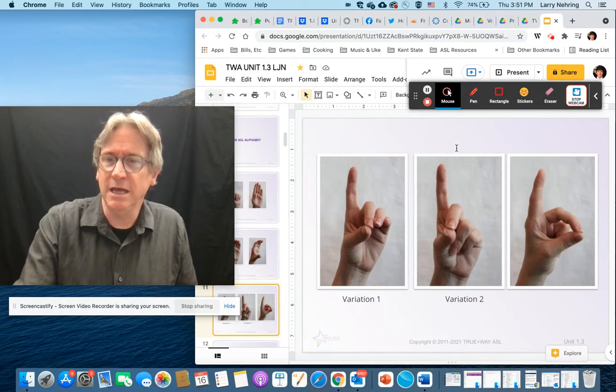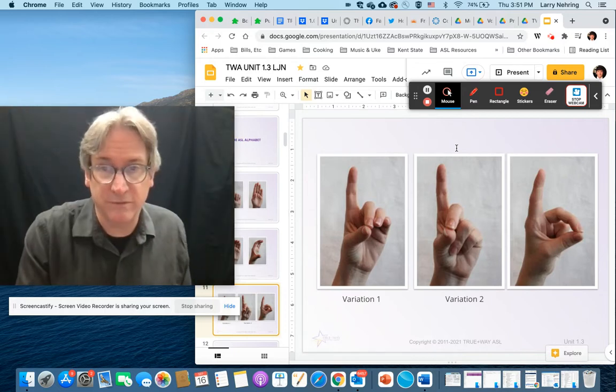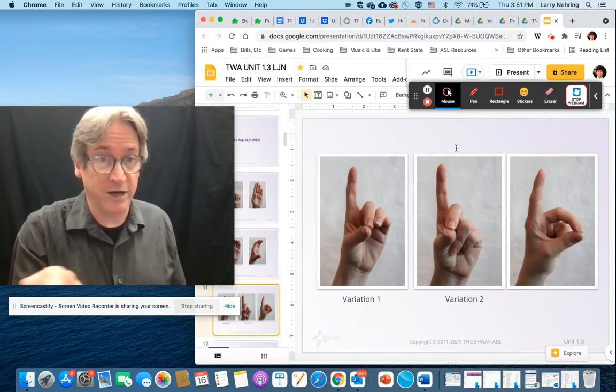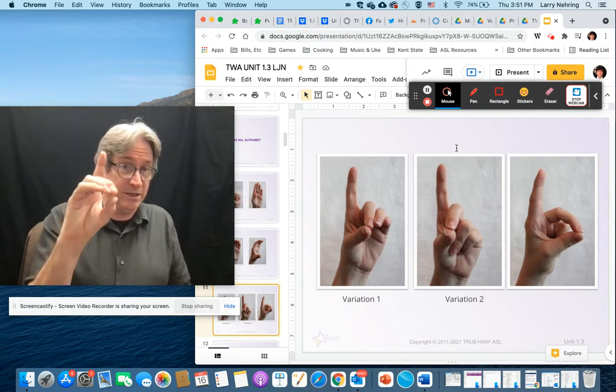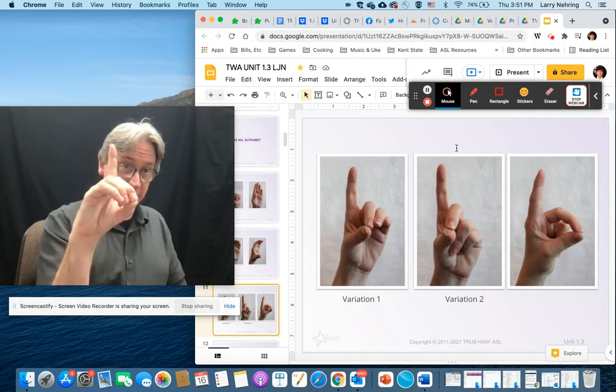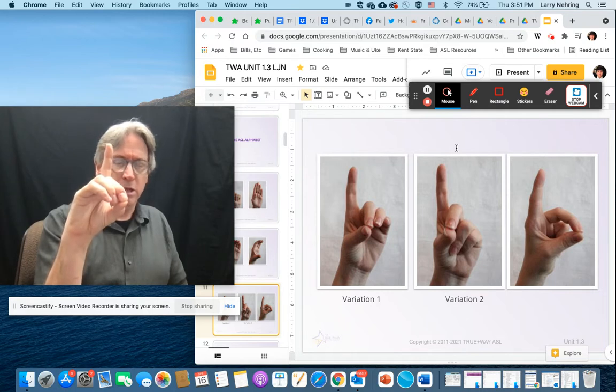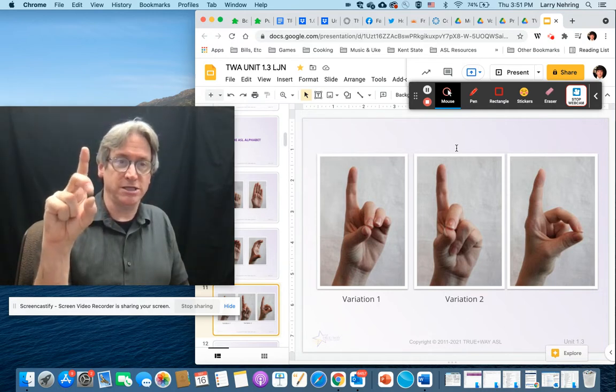A, B, C, D. Now, I want to point out that there are a couple different ways you can do D: variation 1 and variation 2. You can do D with the entire hand, or you can do it with just the middle finger.